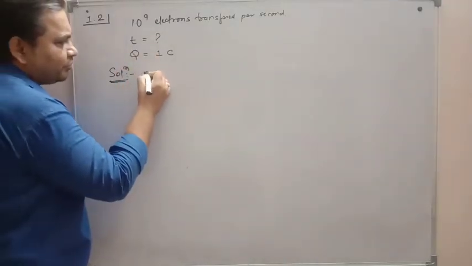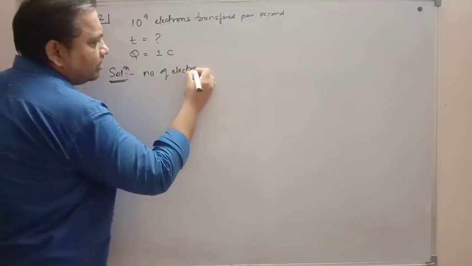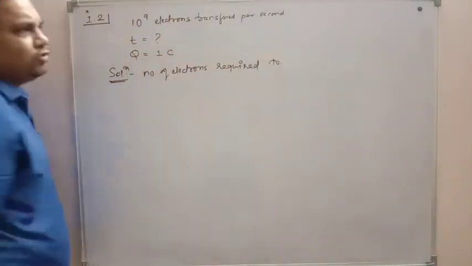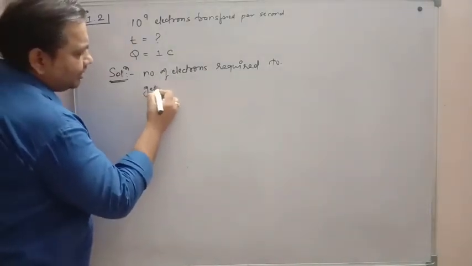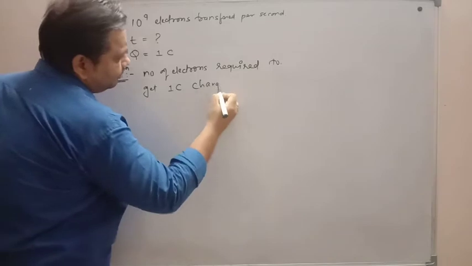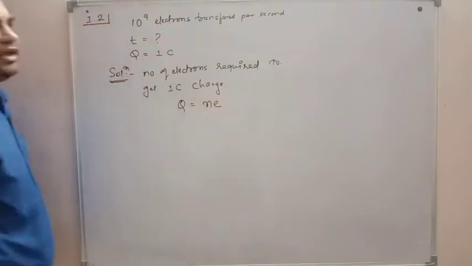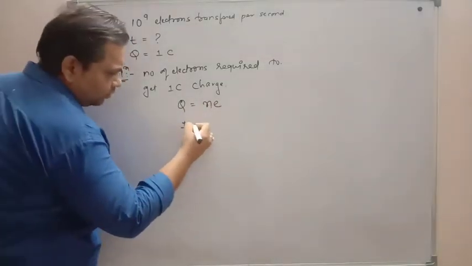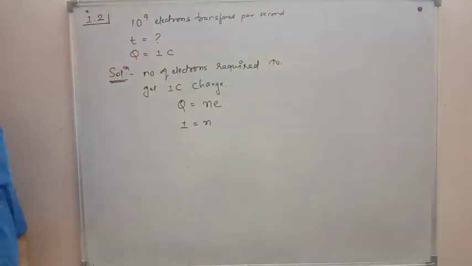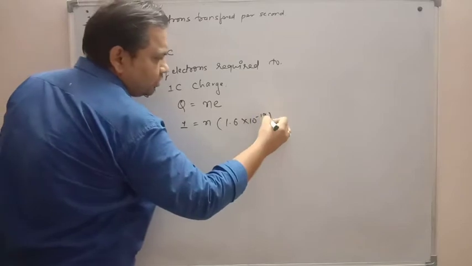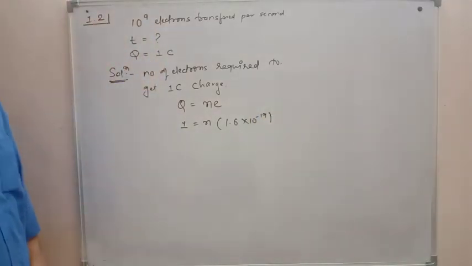So for that, the number of electrons required to get 1 coulomb charge, we can use this relation Q is equal to Ne, where Q is 1, N is the number of electrons that are required to get transferred, and e is the smallest possible charge, 1.6 into 10 power minus 19 coulomb.